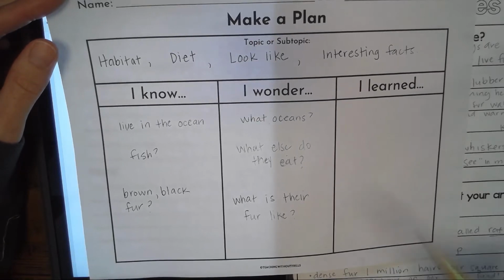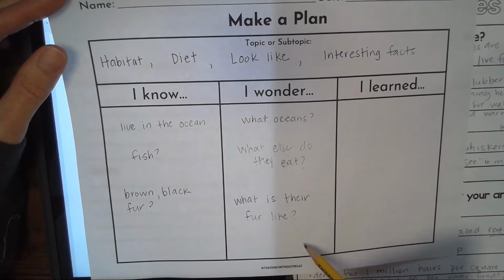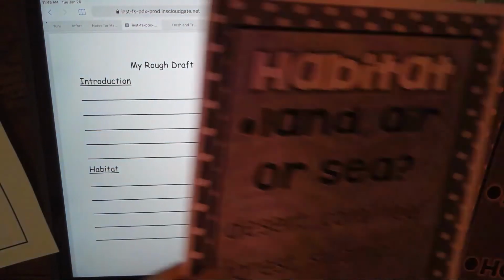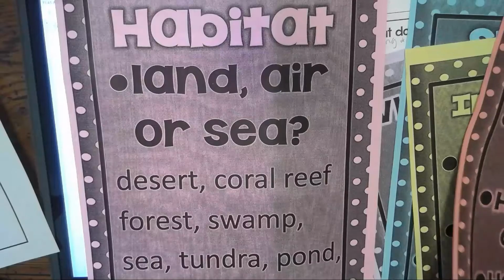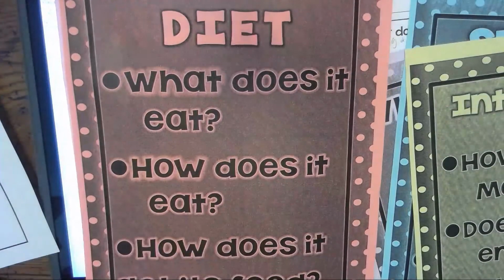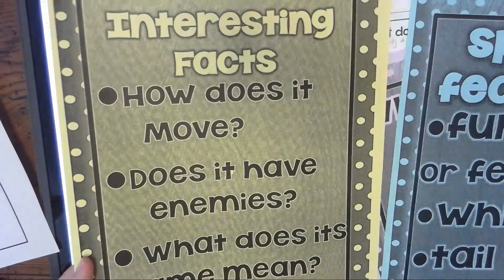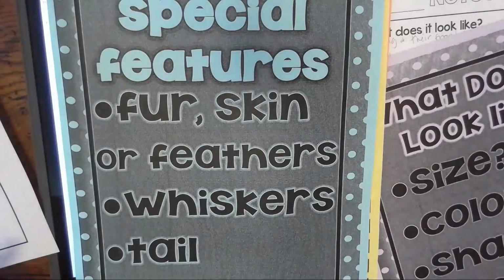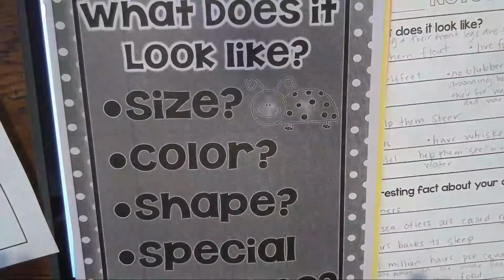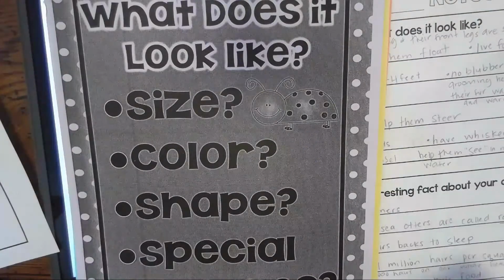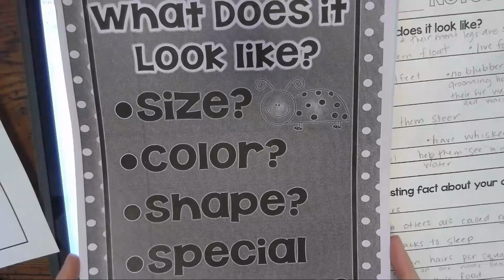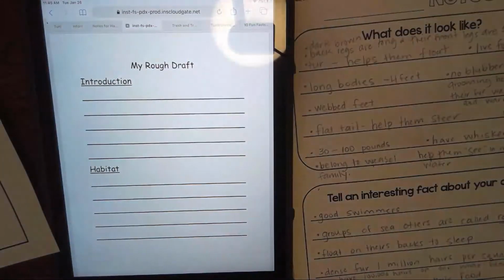So when we were researching, we were answering these questions that we came up with, and we had to remember that we were looking at these specific topics of habitat and diet and interesting facts, special features, and what all they look like. So these questions on these papers helped us to know what we were looking for when we were looking up facts about our animals. And we took notes on our note paper.